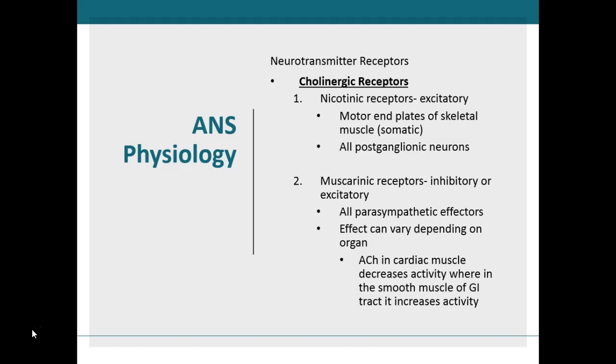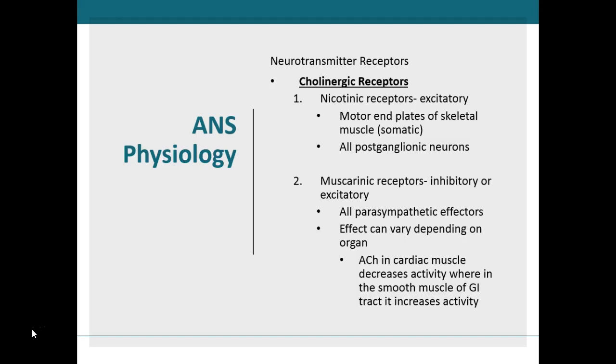So the cell membrane of the cell after the synapse, right? The two types of cholinergic receptors both bind to acetylcholine. They are nicotinic and muscarinic. Nicotinic receptors are present in the cell membrane of the dendrites and cell bodies, both of sympathetic and parasympathetic postganglionic neurons.